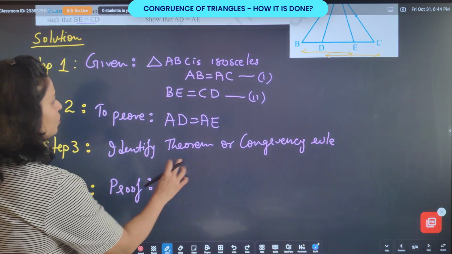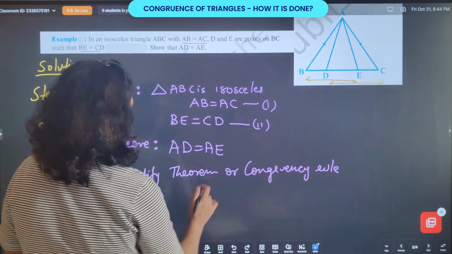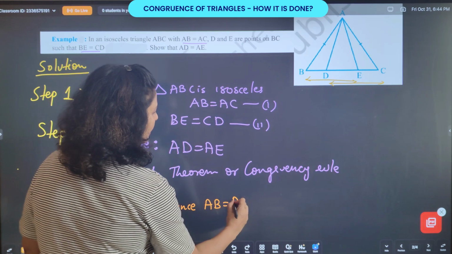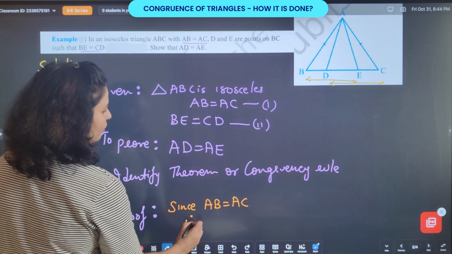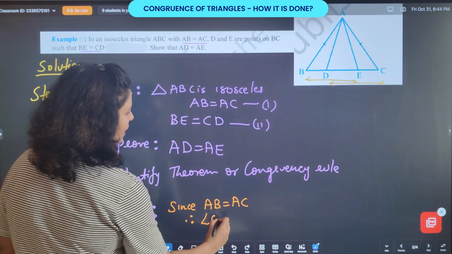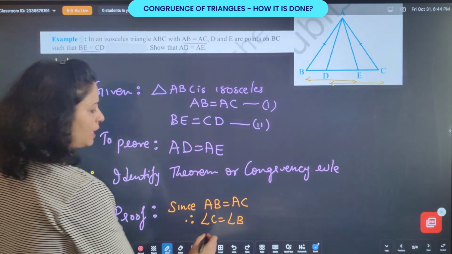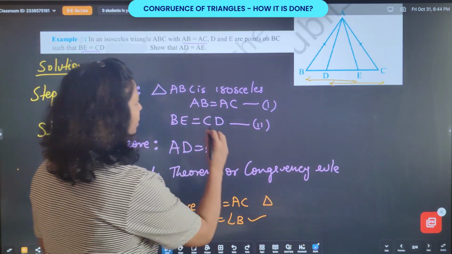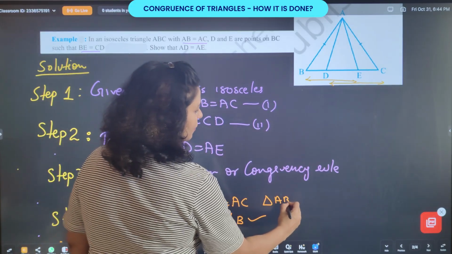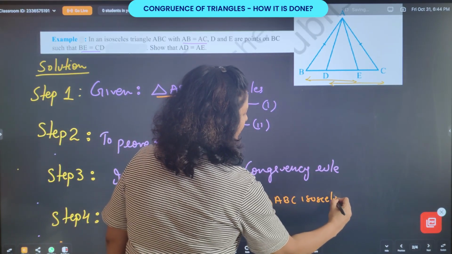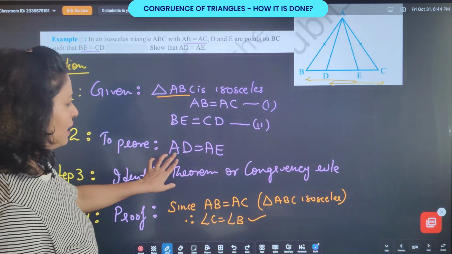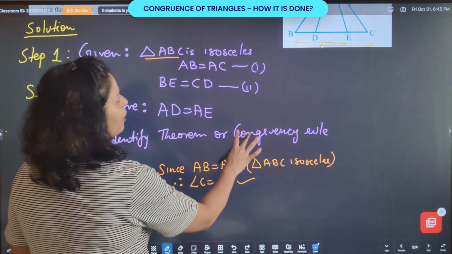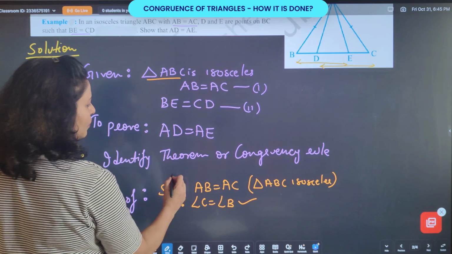If you see what they have given us, since AB is equal to AC, therefore we can say angle C is equal to angle B. We can say this because AB is equal to AC, and it is also given that ABC is isosceles. So angle C is equal to angle B. This is the theorem which we have used.